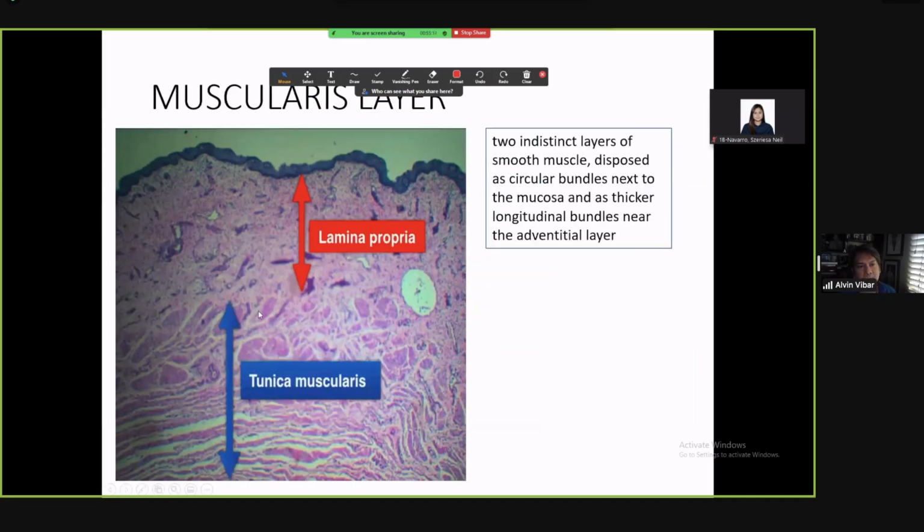Tunica muscularis again, it's made up of two layers, but you cannot really differentiate the circular and longitudinal layers because, again, these two. Sorry, you have your circular and you have your longitudinal. Circular near the mucosa and longitudinal near the adventitia. What type of muscle is this one? It's also an example of a smooth muscle.